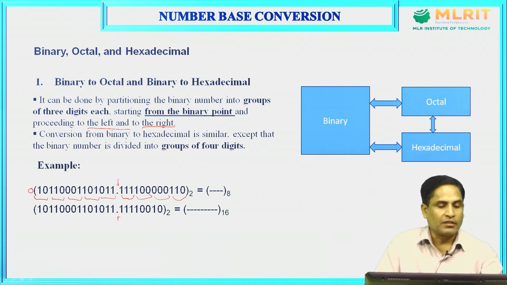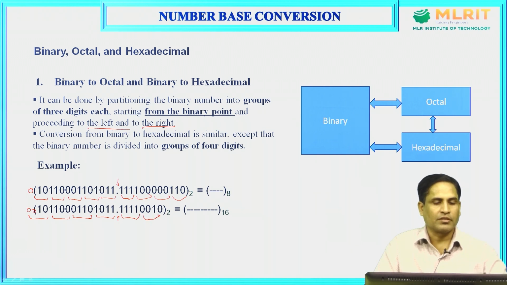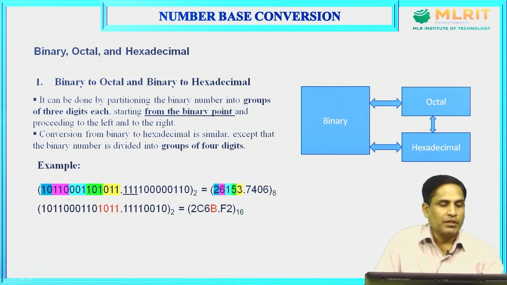Similarly, for the hexadecimal number system, taking the radix point as the reference, 4 digits, and this is again 4. Add zeros, you can add zeros. 4, 4. That's done. So this is how a binary number can be converted into octal and a binary number can be converted into hexadecimal.